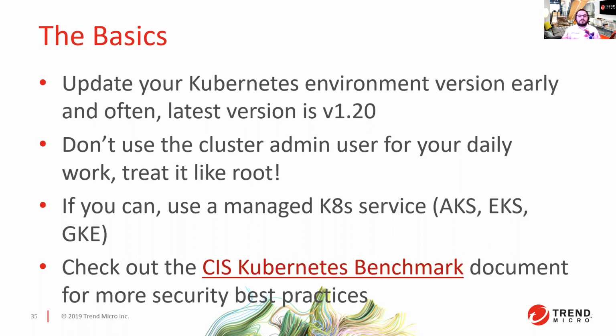If you can, use a managed Kubernetes service like AKS from Azure, EKS from AWS, or GKE from GCP, because they handle the master node for you, so you don't need to worry about the security of the control plane and kube-apiserver and all that stuff. Just be aware of their default settings. For example, EKS has the kube-apiserver URL publicly exposed by default. And check the CIS Kubernetes benchmark document for more security best practices. They're always updating it to cover the latest version of Kubernetes, so I think it's important to take a look.